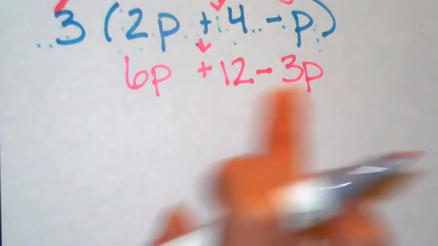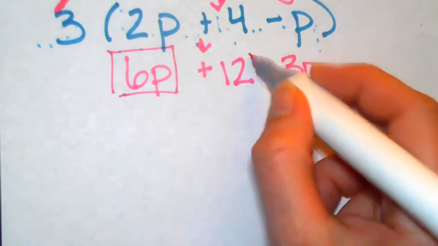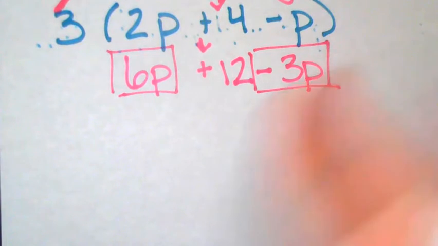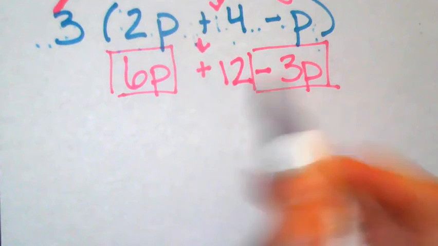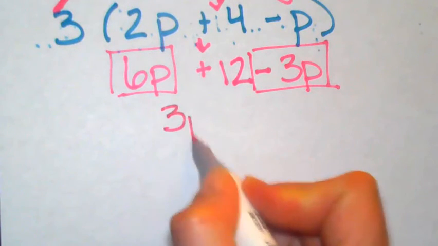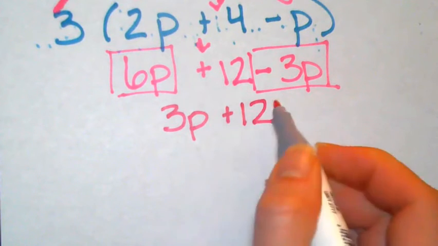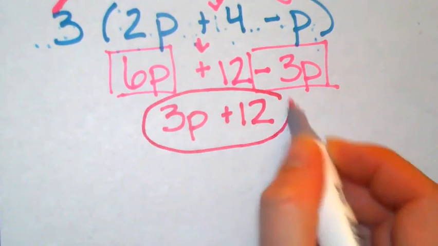Now check this out. 6p plus 12 minus 3p. I see I have like terms here and here. And whenever I have like terms, let's get this really succinct, really concise. Let's combine them to make this a shorter expression. 6p take away 3p. You're going to be left with 3p, and plus 12 is still there. It doesn't get to combine with anybody. That's my final answer.